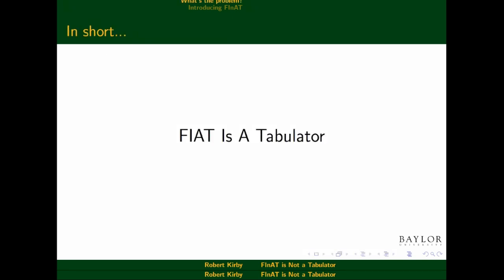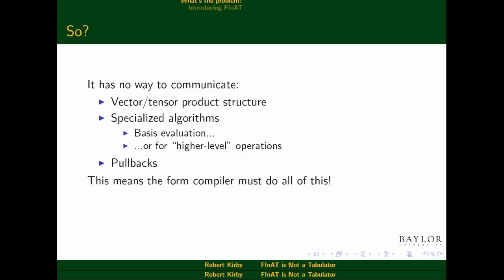So another way to summarize the problem is that FIAT is a tabulator, right? So all that it can possibly do is give back to the form compiler numerical values of basis functions and their derivatives at particular points. So it doesn't communicate anything about, oh, this is the Piola transform. Oh, this is how the Argyris element transforms. Oh, I have a tensor product structure because I'm on an extruded mesh, and here's how you can use that. It just gives back numbers, and once you've lowered to that level, you've lost a lot of information, and it's very hard to build it back in.